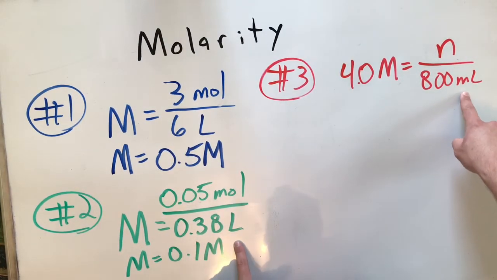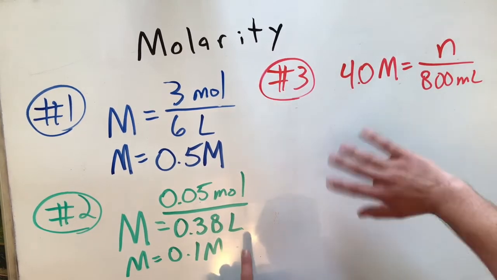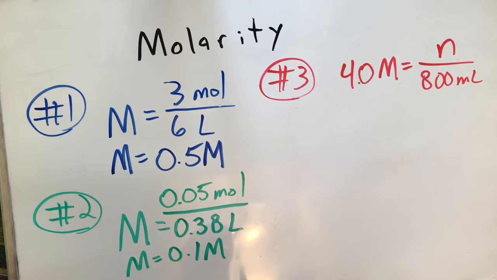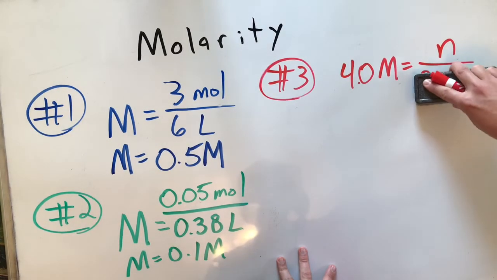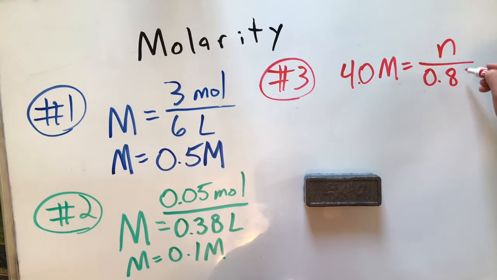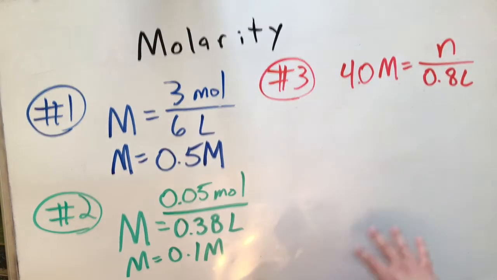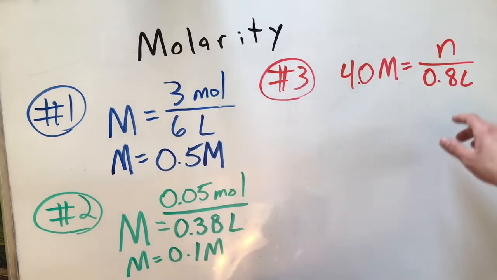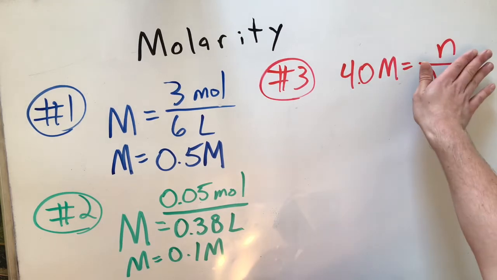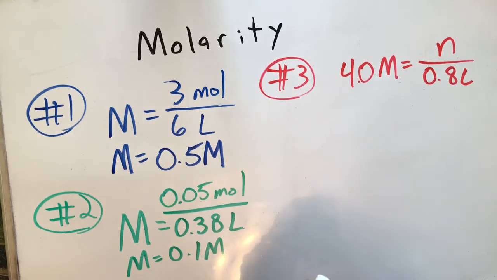I've got a similar problem as I did in the green problem here. My volume is given to me in milliliters, but I can't be cool with that. I need to convert those into liters before this math will work. So instead of 800 milliliters, let's change that to 0.8 liters. Now my algebra is ready to go. I can solve from here. I would multiply both sides by 0.8. It'll cancel on the right side here. And then whatever this product is, that's my answer for my variable.